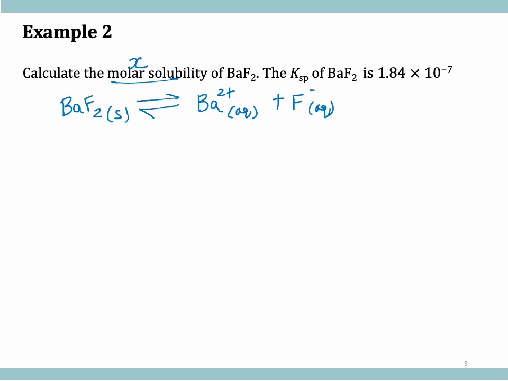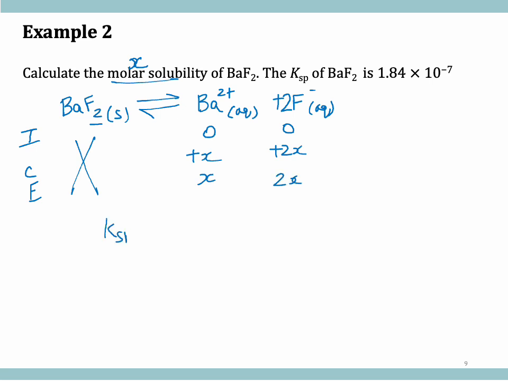How many fluoride ions are there? There are 2. Because of the subscript, I can tell there are 2 ions of fluoride, so I'm going to write 2 right here. Now, because I want x, I need to make the ICE table. I do not care about this because it's a solid. Initially 0, 0, plus x, plus 2x. 0 plus x is x, 0 plus 2x is 2x, which means Ksp for this is going to be barium concentration times fluoride squared.